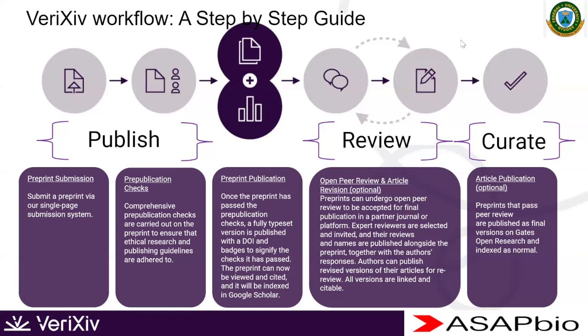Of course, you also bring to attention the licensing option. Every preprint server tends to have its own licensing option. However, they also give you the latitude to choose, or they recommend what is best, but you still have the option to choose from a list of options that have been provided. Once the preprint has passed the in-house screening check, a fully typeset version is published with a digital object identifier and badges to signify the checks it has passed. The preprint can now be viewed and cited, and it will be indexed in Google Scholar.